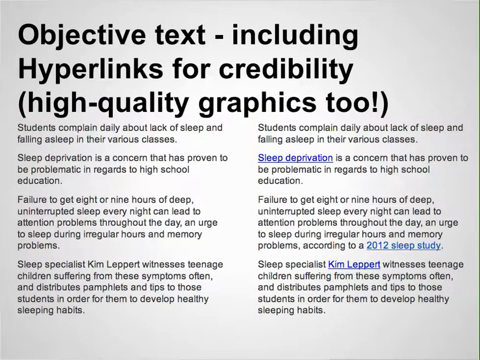Let's look at objective text. Now, you should be pretty good at objective text. You are in the Department of Journalism. You've had classes on writing, and you've learned objectivity. But objective text just means you're not using marketing language.